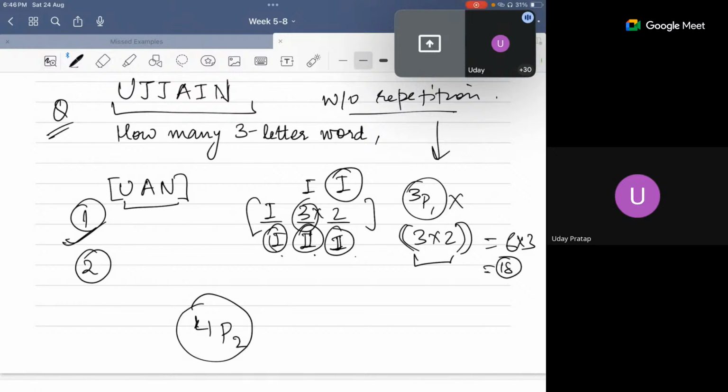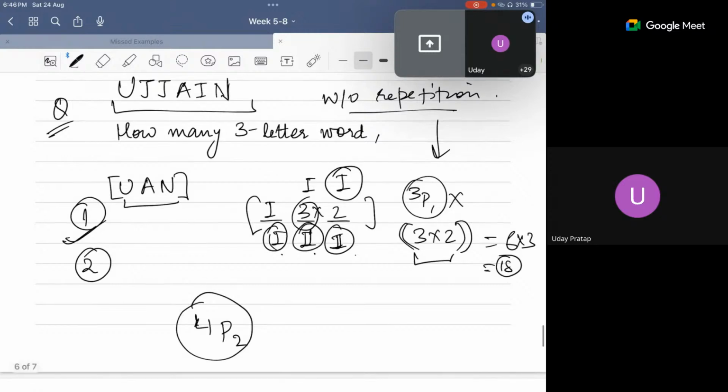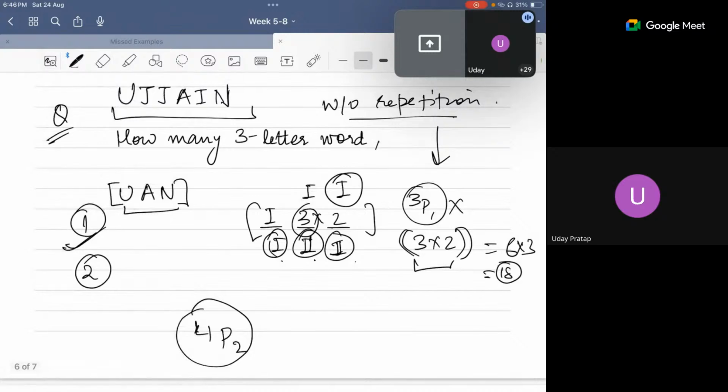So we are saying we have I in the first place, and there are two places left, and the alphabets left are U, A, N, and J. So we have four alphabets left. We need to fill two spaces. So 4P2, and then we change the position of I to the second place, again 4P2, and then to the third place, again 4P2. So we have 3 multiplied by 4P2 number of three letter words.